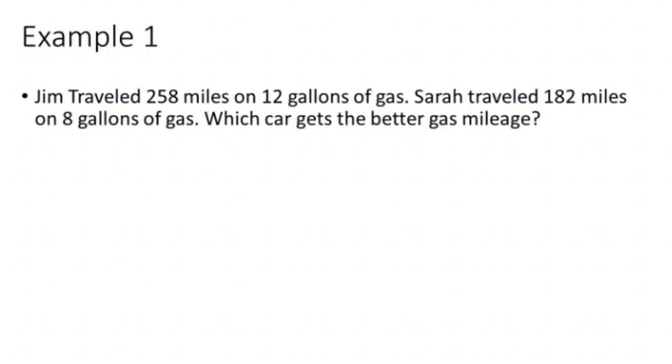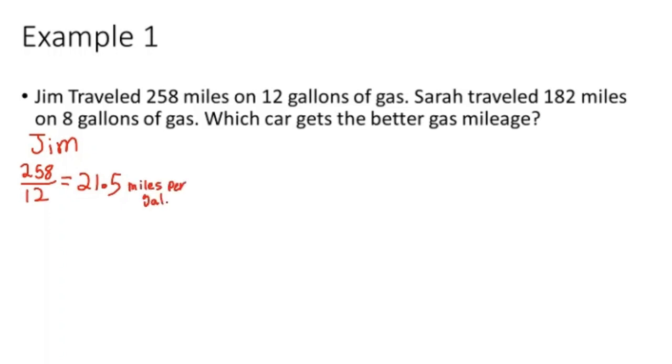In order to figure out which car gets the best gas mileage, we want to figure out how far each car can travel on just 1 gallon of gas. The way we can do that is through division. Now, starting off with Jim, he travels 258 miles on 12 gallons of gas. If we take 258 and divide by 12, we get 21.5. 21.5 represents how many miles he can drive per gallon.